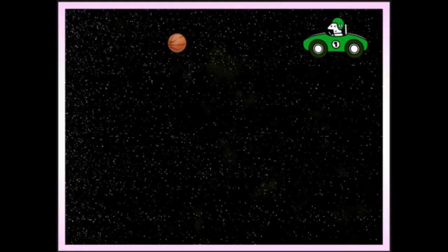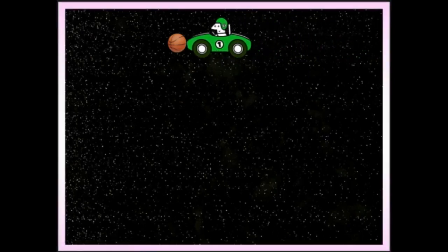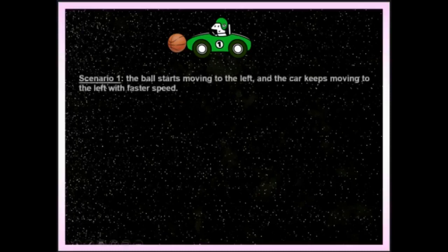Okay, fine. So what we're going to do is this. Let's discuss any scenario that could actually result from this. So, scenario number one. The ball starts moving to the left, and the car keeps moving to the left with the same speed, with faster speed. How many people think that's correct?